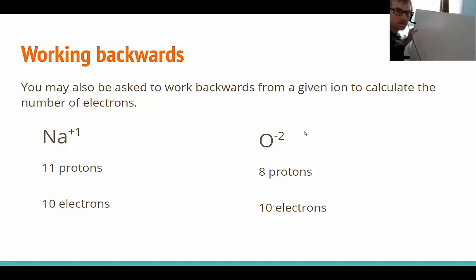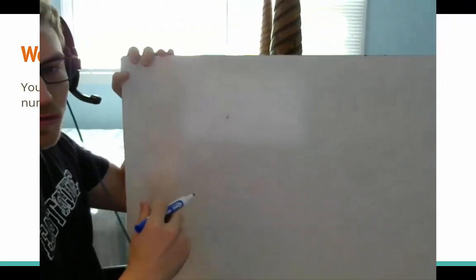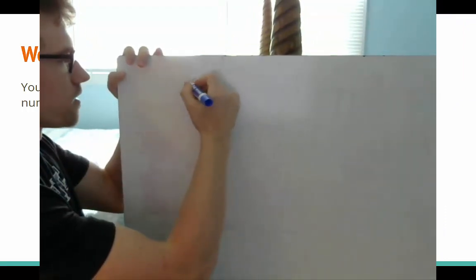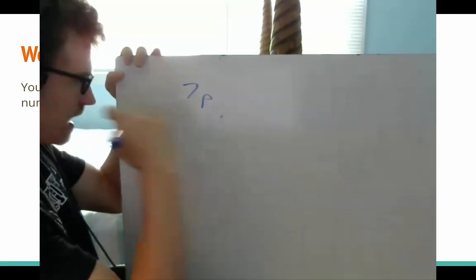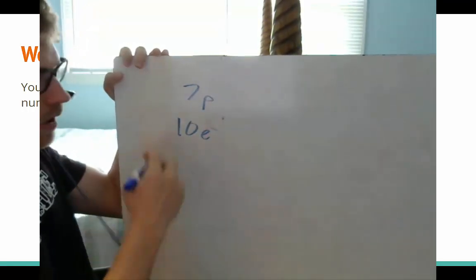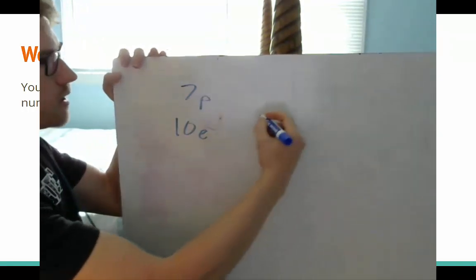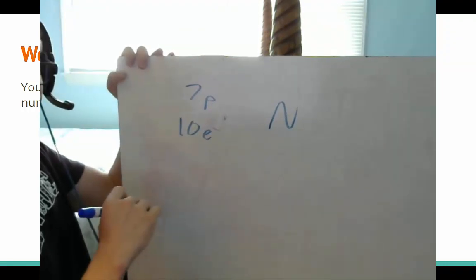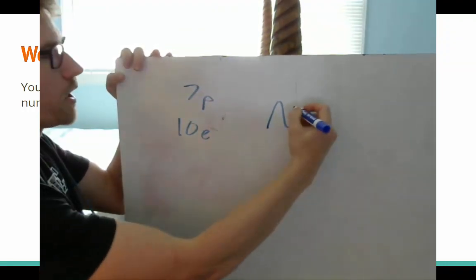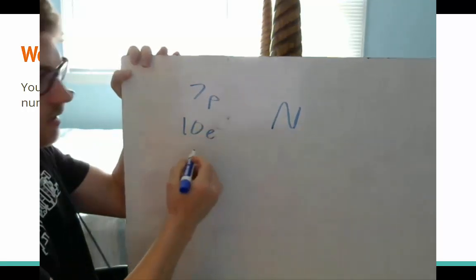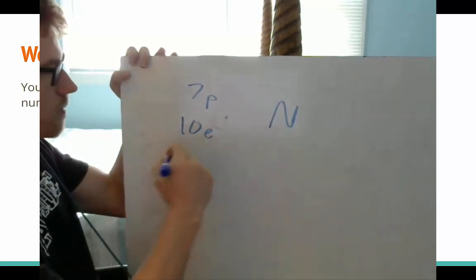So here is my whiteboard. All right, so let's go working forwards again. So let's say that I have an atom that has 7 protons and it has 10 electrons, okay? Well, we got to look at our periodic table. 7 protons means that it is nitrogen, all right? And now we need to figure out what the charge is going to be here. Well, I've got 7 protons and 10 electrons.